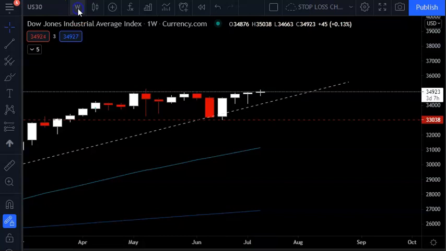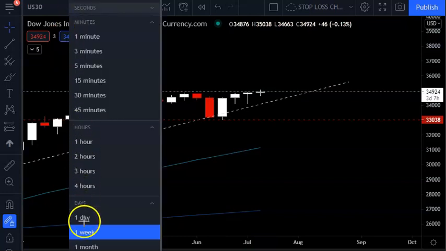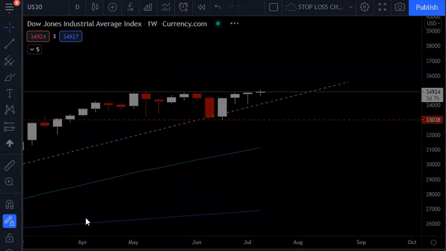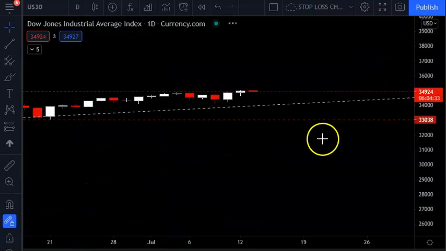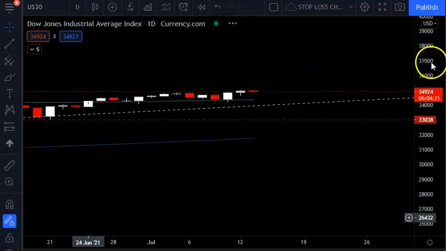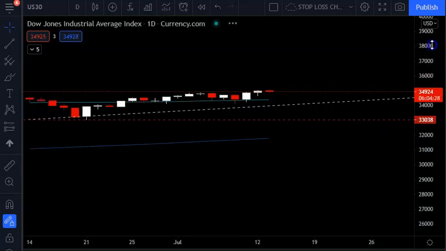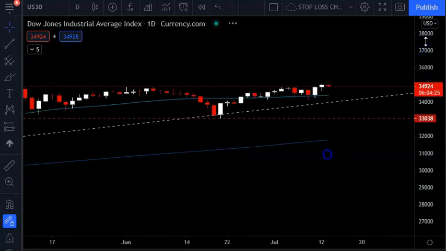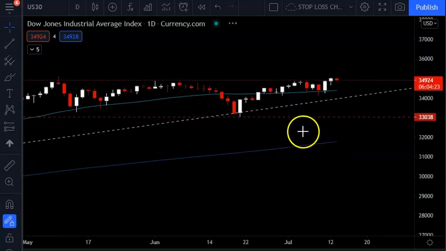All right, and so let's see here. Going to the daily chart. For the daily chart for today, the market has begun to kind of trend downward. So for today, that's where we are currently. But overall, the market has been trending upward.